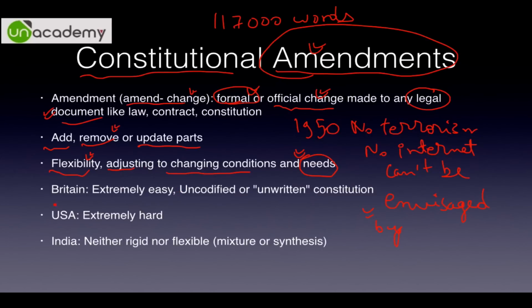In case of Britain, obviously parliament is supreme. Since parliament is supreme and the constitution is not written or codified, it is extremely easy to amend the constitution. Just a simple majority is needed. Like any ordinary law, the constitution can be amended. In USA, the law is the supreme, so it is extremely hard to amend the constitution. I'll come to the US case. Why is it very hard to amend the constitution in case of US of A?